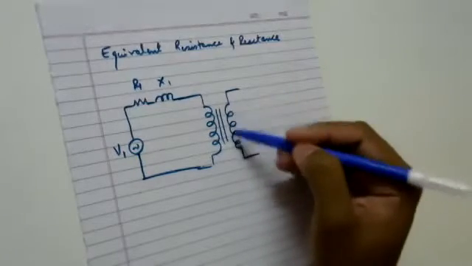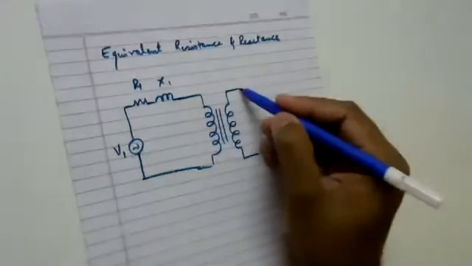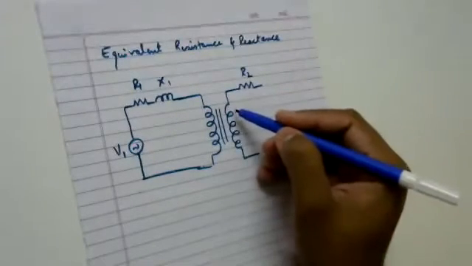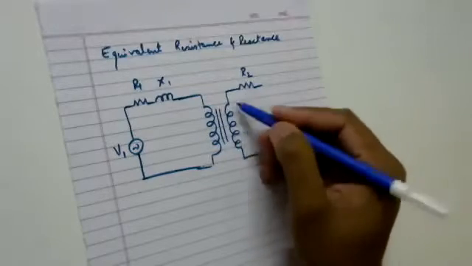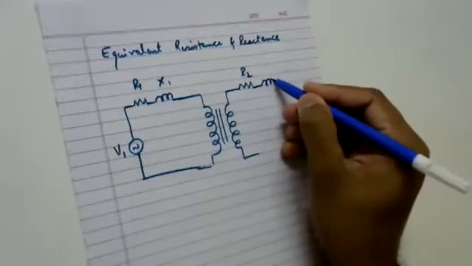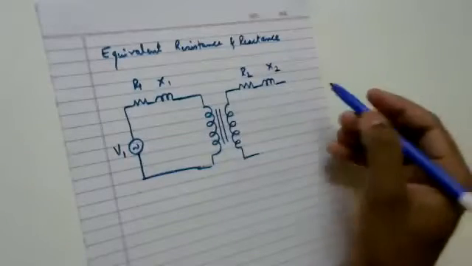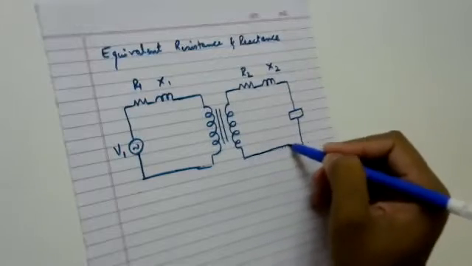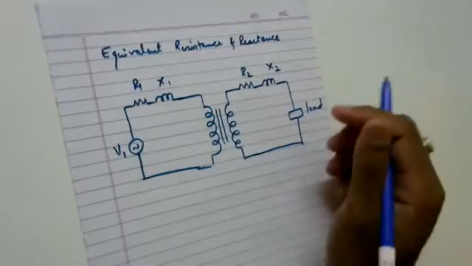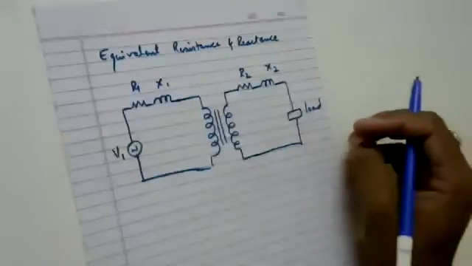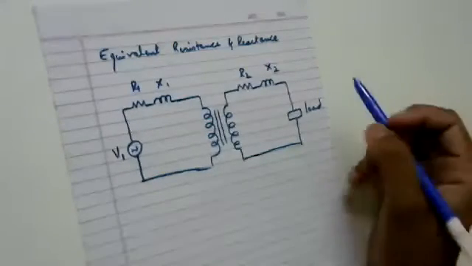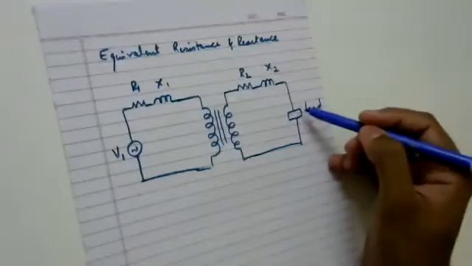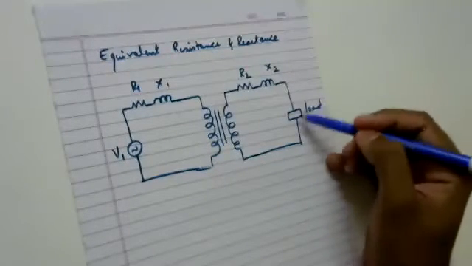Similarly, I'll be having a resistance of the secondary winding, shown by a resistance over here. So I can call this R2. And since there is a small amount of leakage flux which links only with the secondary winding, that is represented by a reactance called X2. And let me say that there is some load on my secondary winding. What kind of load? Let us assume it's a black box. We don't have information about it. Let the load be a resistive load, an inductive load or a capacitive load. It will not make much difference.